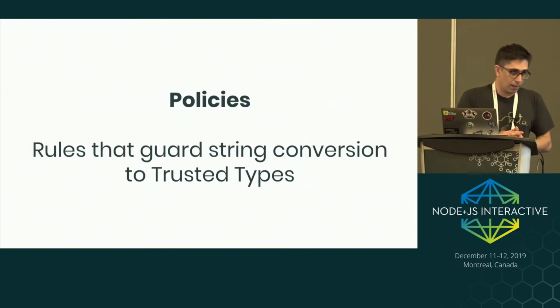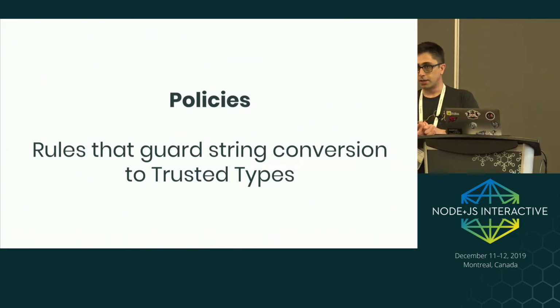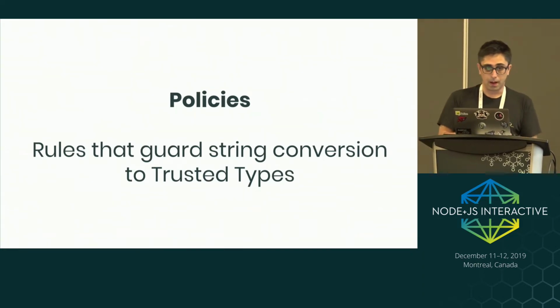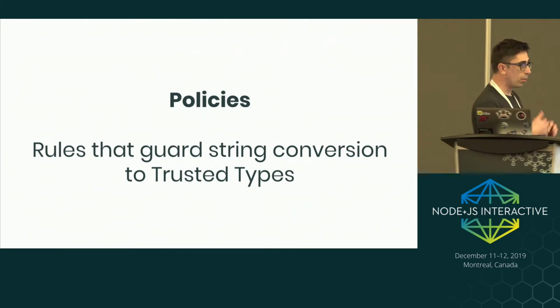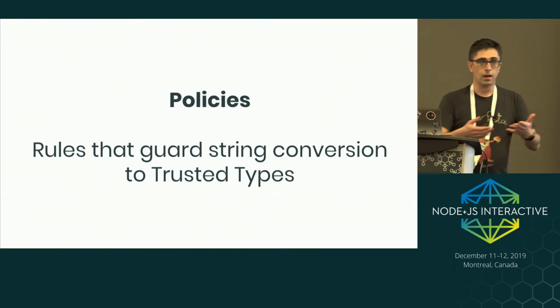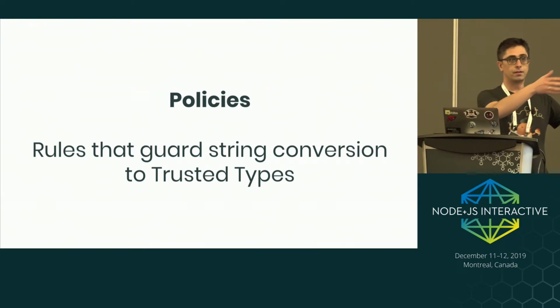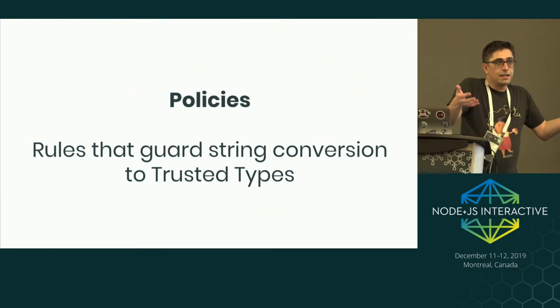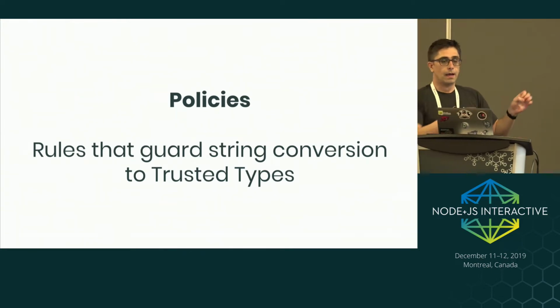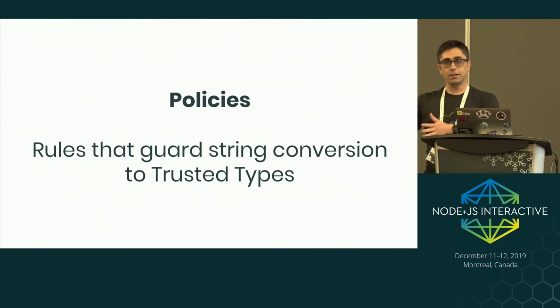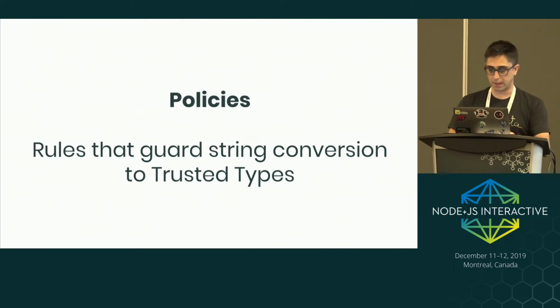Well, we can guard the creation of those trusted values. And we do that in the Trusted Types API with objects called policies. Policies define the rules that convert string values, because in the end, you do read strings from various environments, some of them attacker controlled, and convert those strings into trusted values or trusted types.